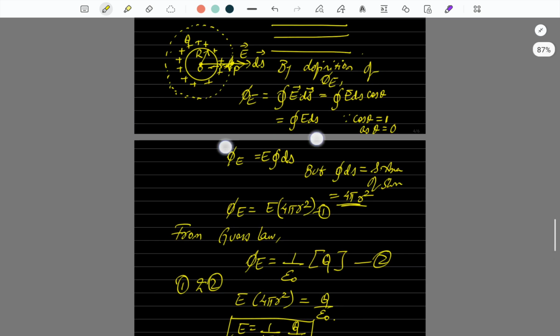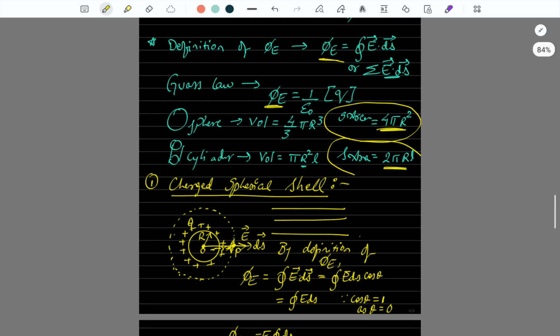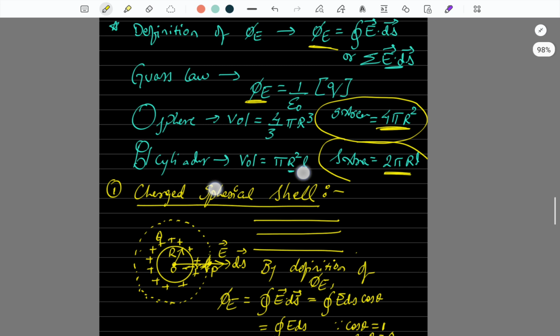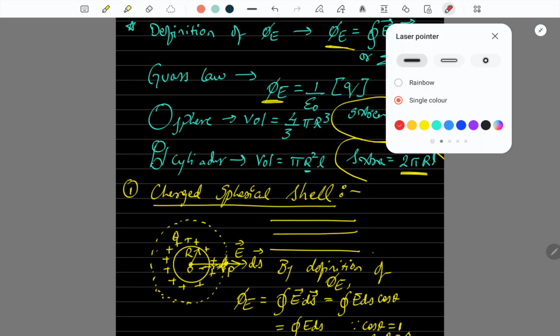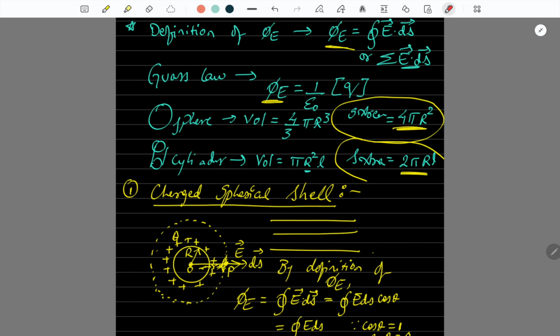So I hope you have understood this particular derivation that we have done. Just try to go through it once again so that it becomes easier. Whatever we did right from the start, I'll just brush it up. Yes, so let us move forward. Definition of electric field we did first. Electric flux we did, flux is equal to integral E dS, first definition. Then Gauss law, what does it say?